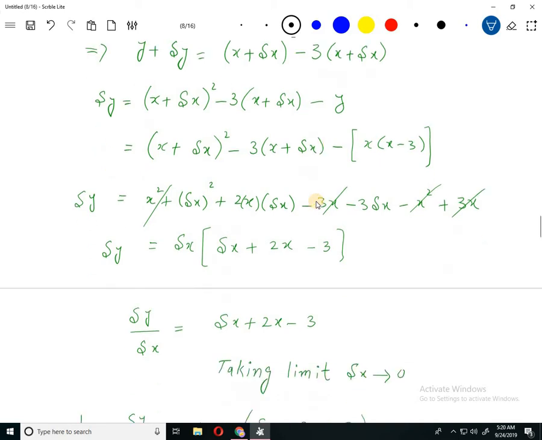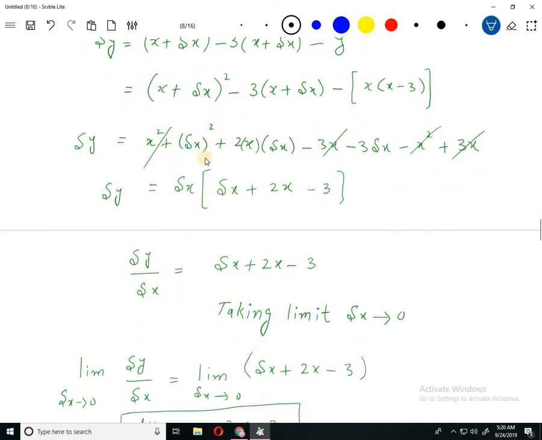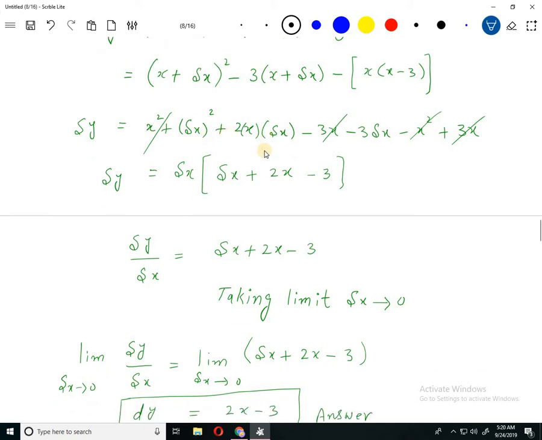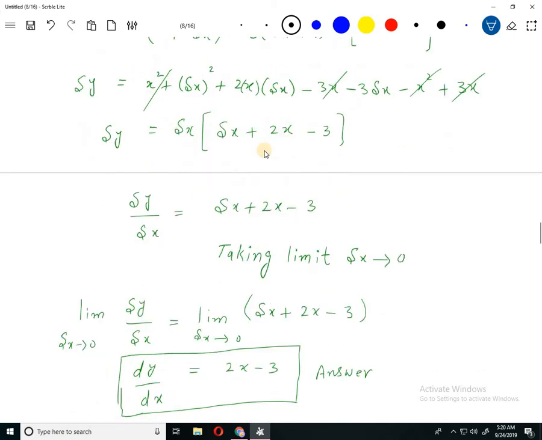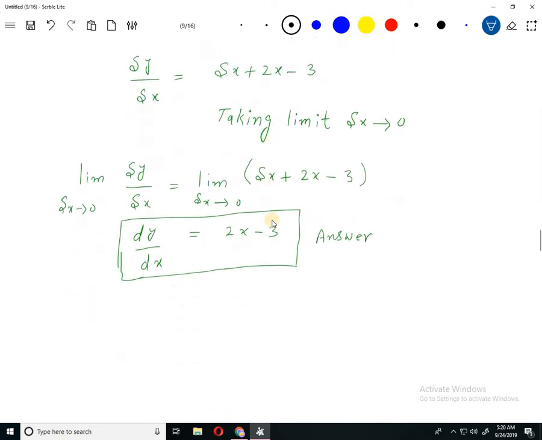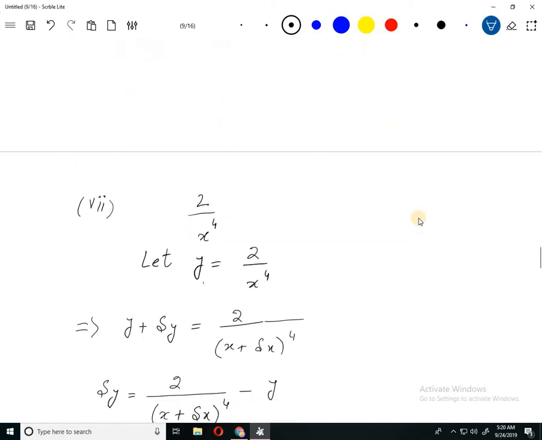Now it's time for simplification. Applying the square formula here and multiplying x plus delta x by 3, and after simplification I have taken delta x as a common factor from the remaining terms, and dividing by delta x on both sides and taking limit as delta x approaches 0, I got the answer, this one. Let's move to the next question.